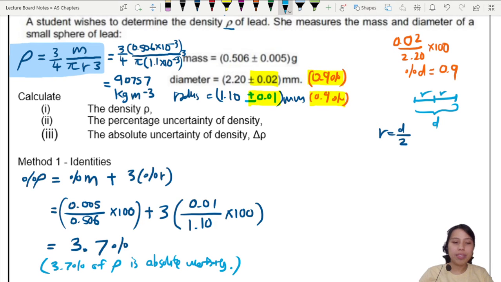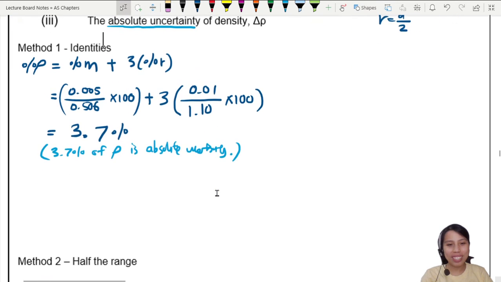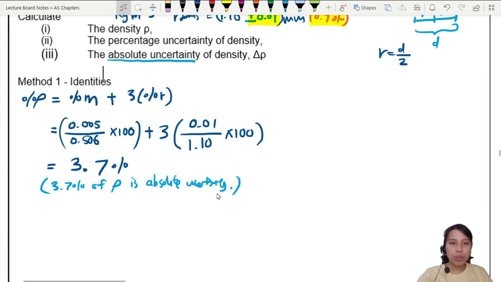This is what it really means. So the next part is they ask you to find absolute uncertainty. So you need to multiply by absolute uncertainty. Okay, let's do it here on the right side maybe. No, let's do it at the bottom. So 3.7% of our value is error.